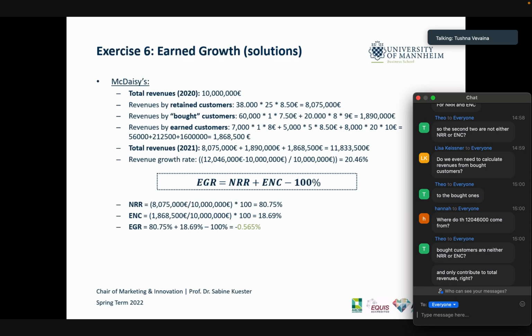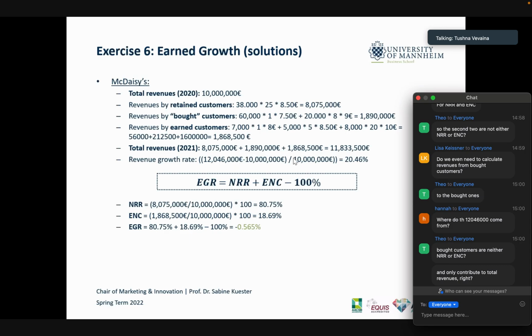So here we have 18.35% as our revenue growth rate. And we see that your revenue is still growing by approximately 18%, but your EGR is negative. So remember this, there's a mistake over here.